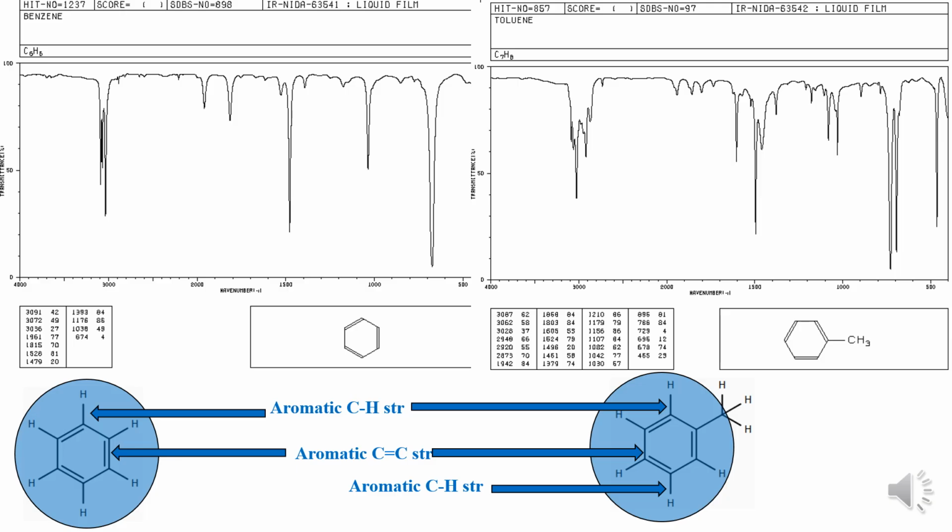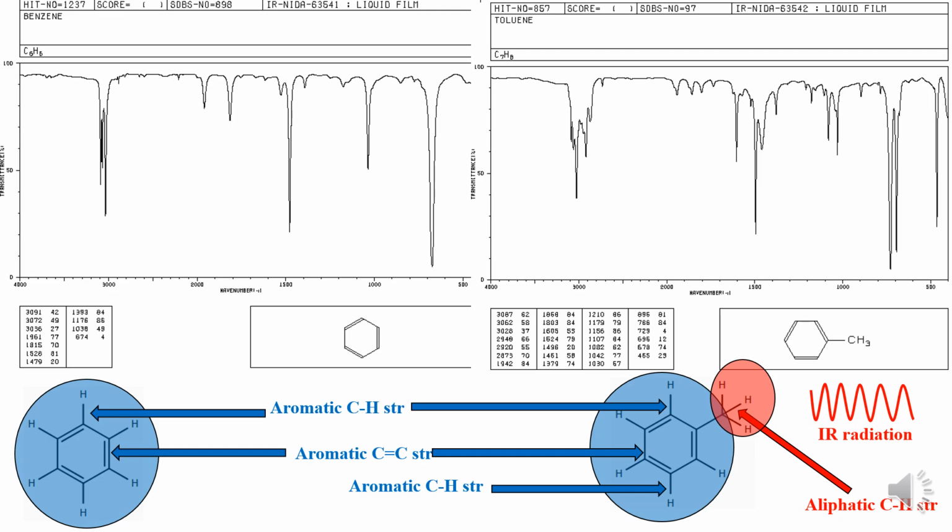And one additional differentiating feature in the case of methyl benzene is the presence of a methyl group that is directly attached to the benzene ring, with the presence of an aliphatic CH bond that is contributing towards the aliphatic CH stretch.